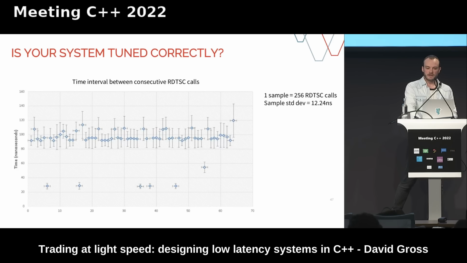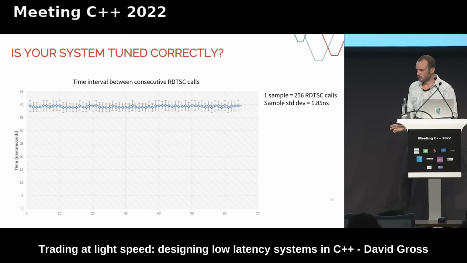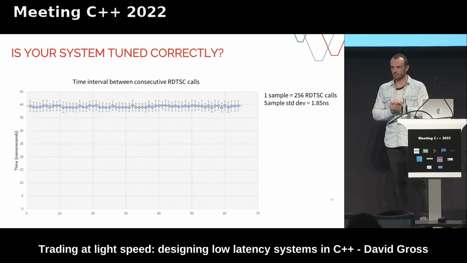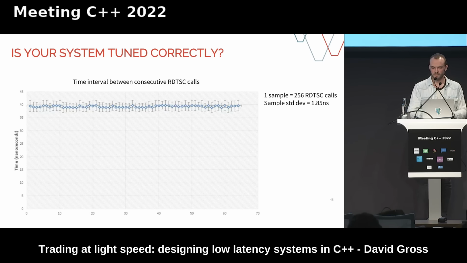And so why would we get that? This is what you should get if your system is properly configured or tuned for low latency applications. Okay, what is the difference?